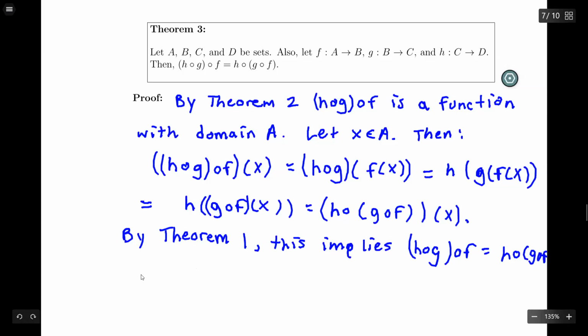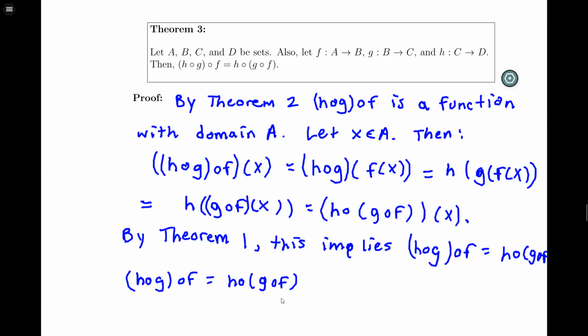Let me rewrite that. So H compose (G compose F) is equal to (H compose G) compose F. We asserted that each has domain A. So what we concluded is that both would have domain A, and their evaluation at the point x would be the same. So by Theorem 1, the two functions have to be equal. So that proves Theorem 3. That was a pretty short one.